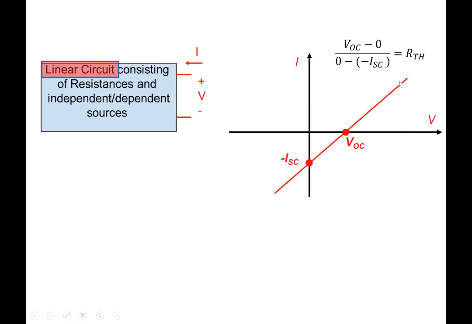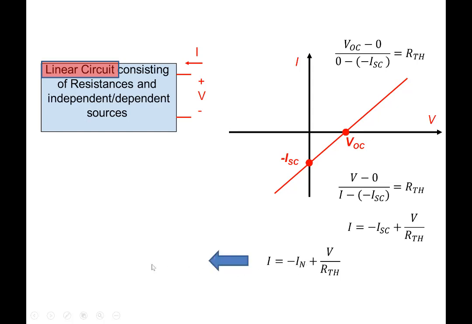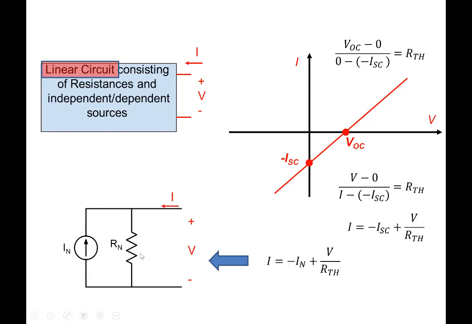We can also write the equation for this particular line by taking any voltage here and the other point here: (V minus 0) over (I minus (minus ISC)) equal to RTH, and we can write it as I equals minus ISC plus V by RTH. And the short circuit current, let's use some other symbol, IN, equal to ISC, and then note that we can describe it in this form here. So it's the same equation, the equation of the same straight line, same circuit, but rewritten in this particular form. And when you write it in this form, you can express it in a circuit like this here, where RN is nothing but RTH.